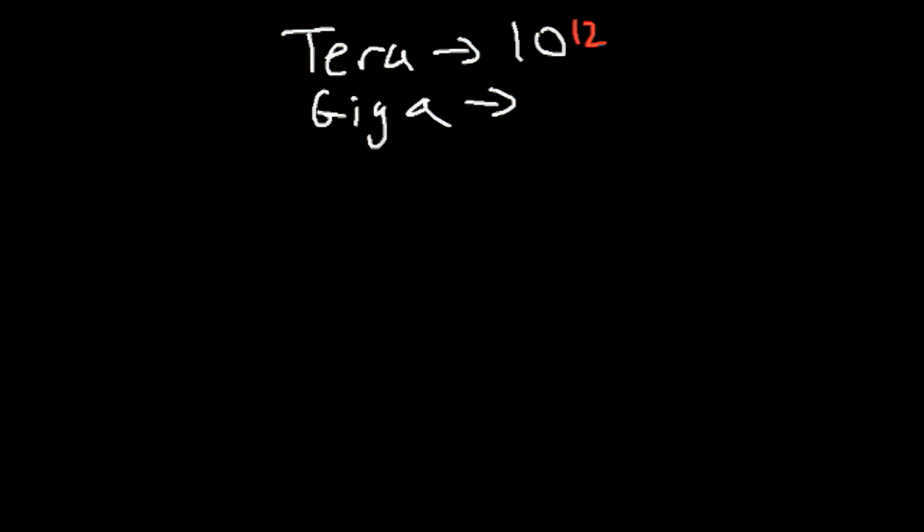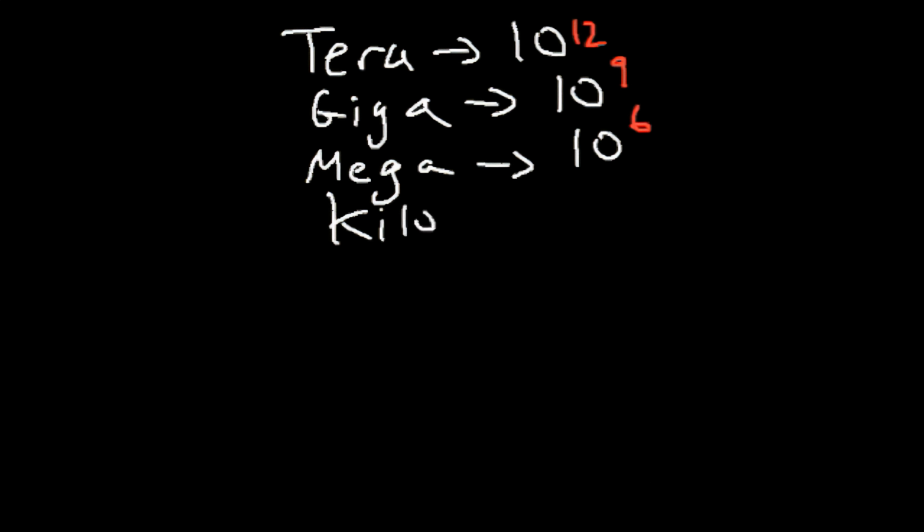Now the next thing that we need to do is cover the metric system. You need to know that tera corresponds to 10 to the 12th power. Giga is 10 to the ninth power. Mega represents 10 to the 6, which is a million. 10 to the 9 is a billion. Kilo is 10 to the third, which is 1,000.